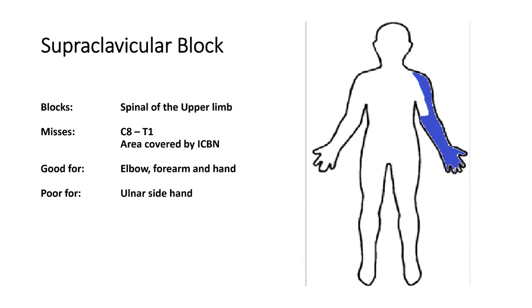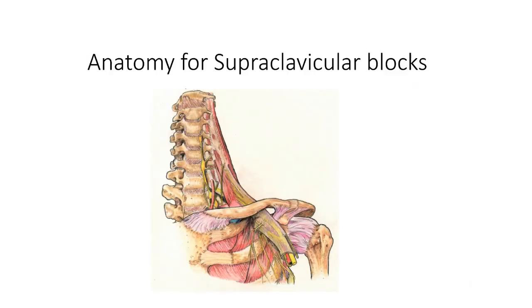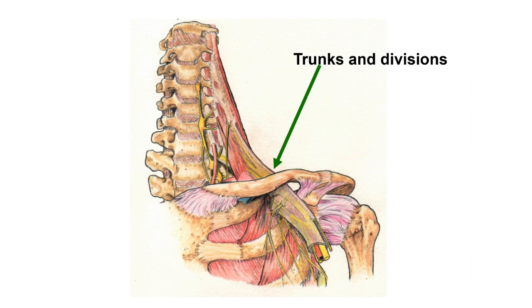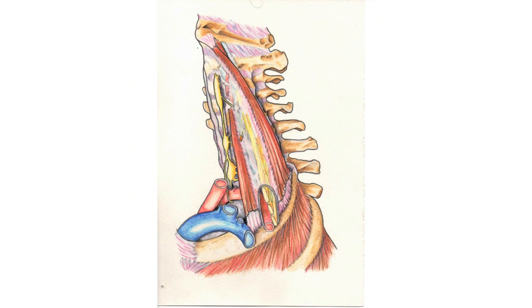Let us look at the anatomy for supraclavicular blocks. Trunks and divisions of the brachial plexus are blocked by a supraclavicular approach. In this picture, we're looking at the neck from side. All the superficial structures have been removed. You can see the first rib, scalenus anterior muscle, scalene medius muscle, subclavian artery, and you can see the trunks and divisions of the brachial plexus lying posterolateral to the subclavian artery.